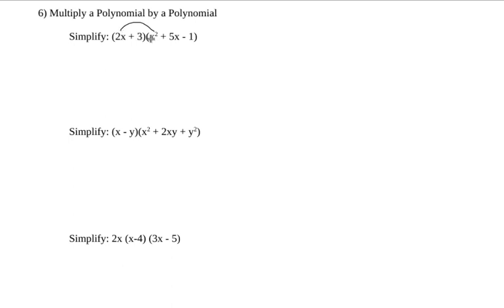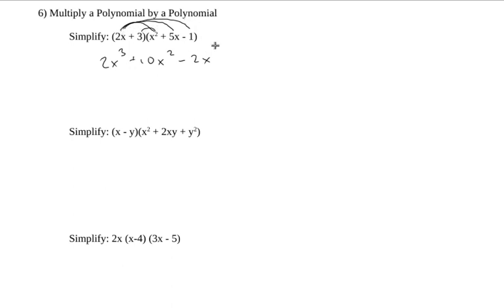We're going to take each term in the first times each term in the second. 2x times x squared is 2x cubed. 2x times 5x, 2 times 5 is 10, x times x is x squared. 2x times negative 1 is negative 2x. Okay, I'm done distributing my 2x. Now I'll move on to my 3.